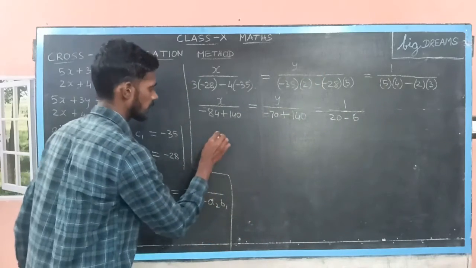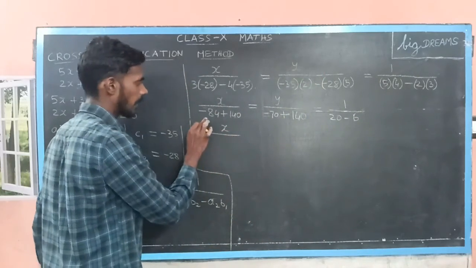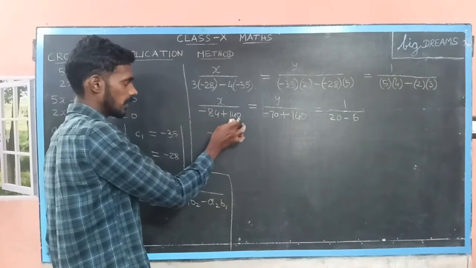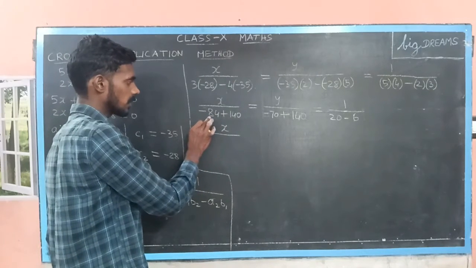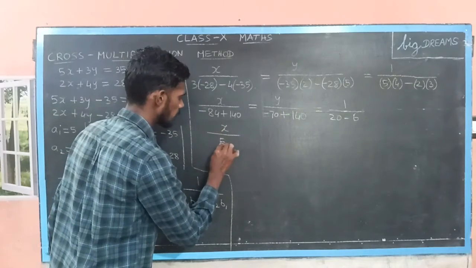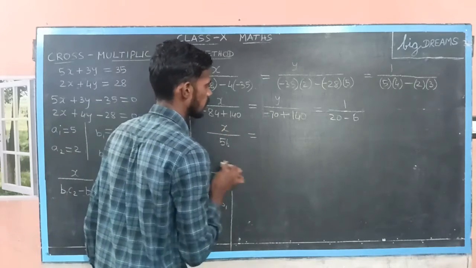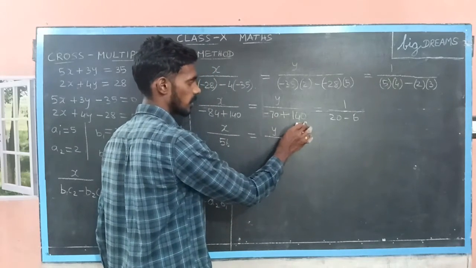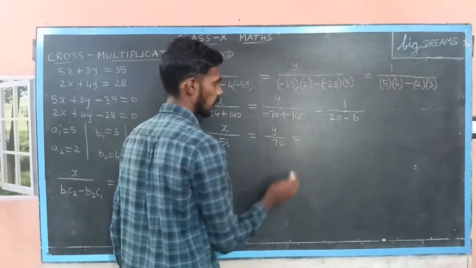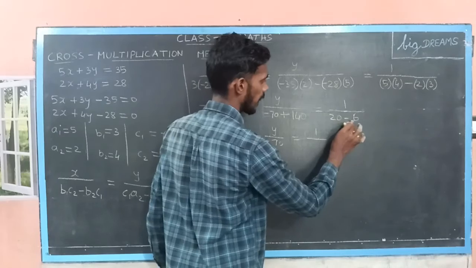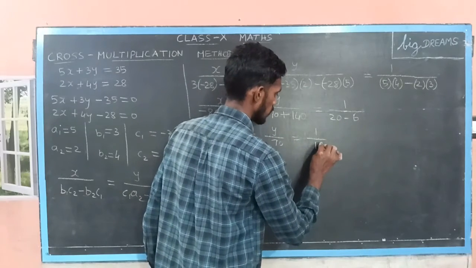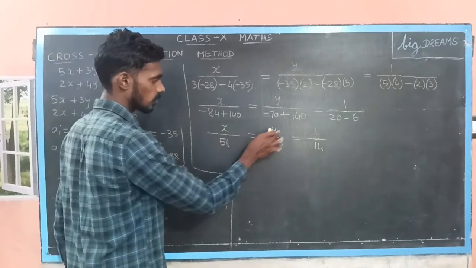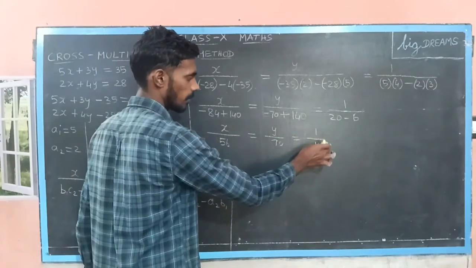Okay. Now see here, it is x divided by minus 84 plus 140. So it is 140 minus 84. 140 minus 80 gives 60, then again minus 4 is 56. So it is x divided by 56 is equal to y divided by minus 70 plus 140, which gives plus 70, is equal to 1 divided by 20 minus 6, which is 14. So I am getting x by 56 is equal to y by 70 is equal to 1 by 14.